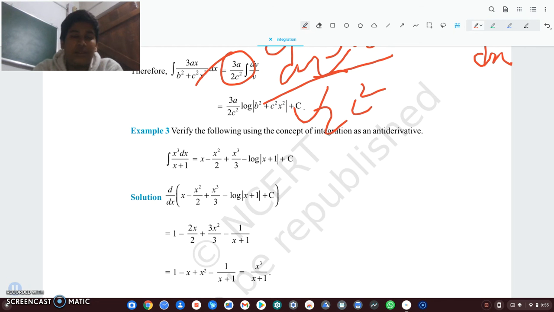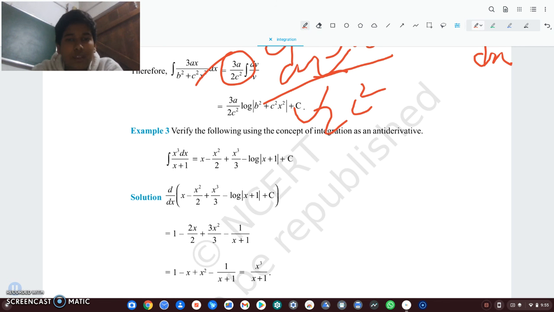Okay, so moving further, it says verify the following using the concept of integration as an antiderivative. We have to verify that concept. We know that it is a concept and it is not wrong. It would be true everywhere. Now we have to verify it here.